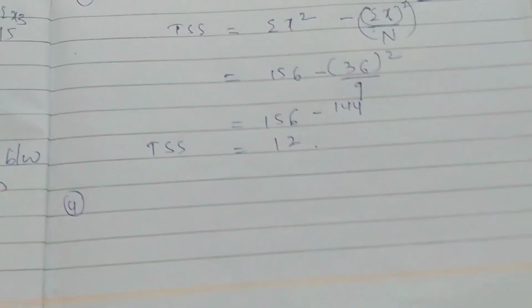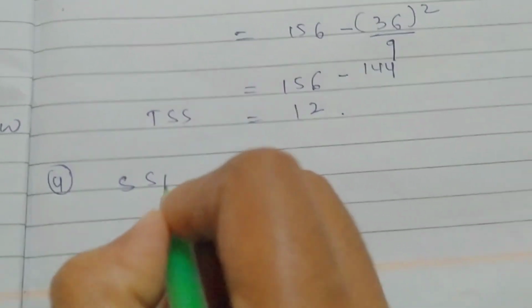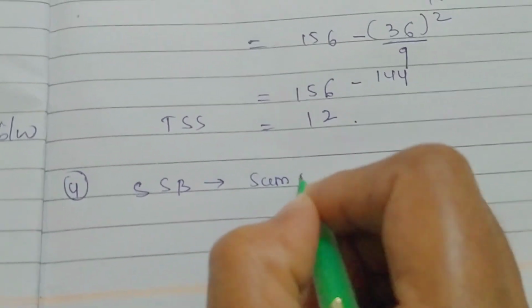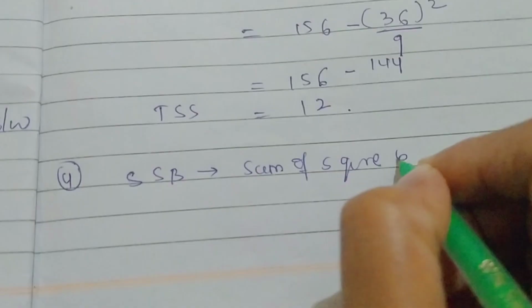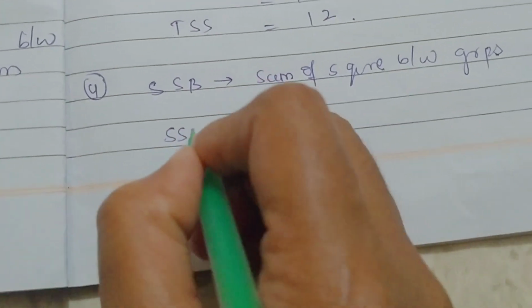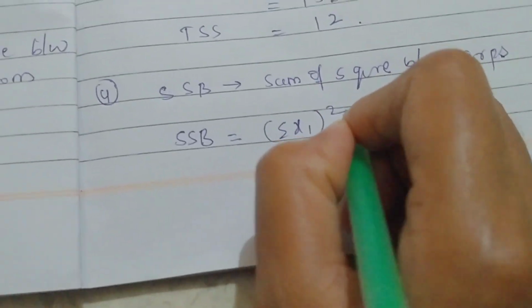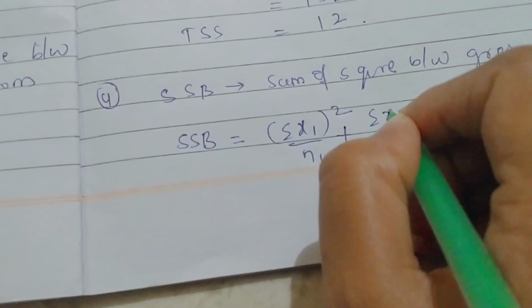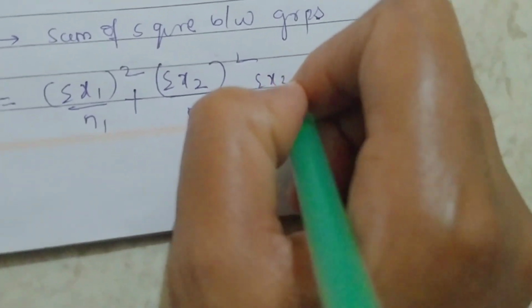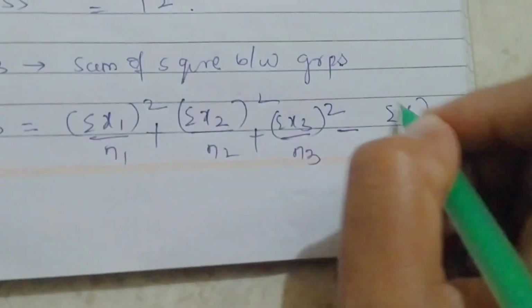The next step we need to calculate is SSB, which is nothing but the sum of squares between groups. The formula for the sum of squares between the groups is summation of x1 whole square divided by n1, plus summation of x2 square divided by n2, plus summation of x3 square divided by n3, minus summation of x square divided by capital N.